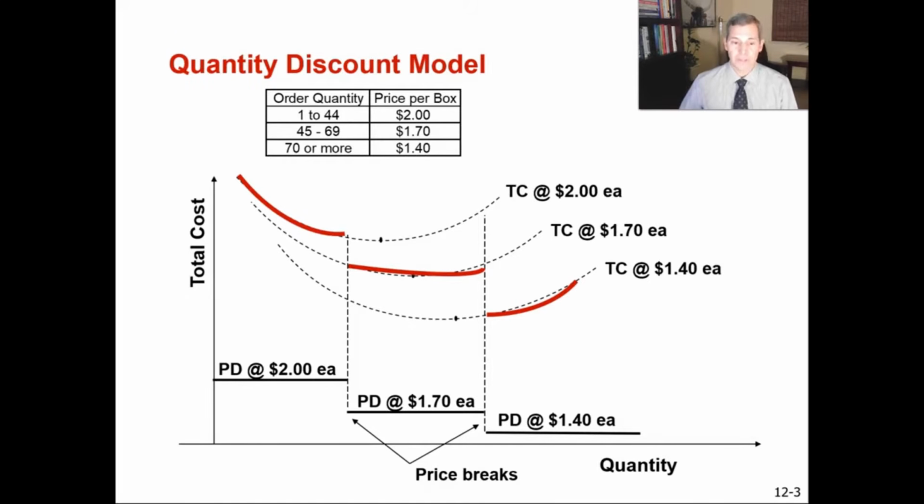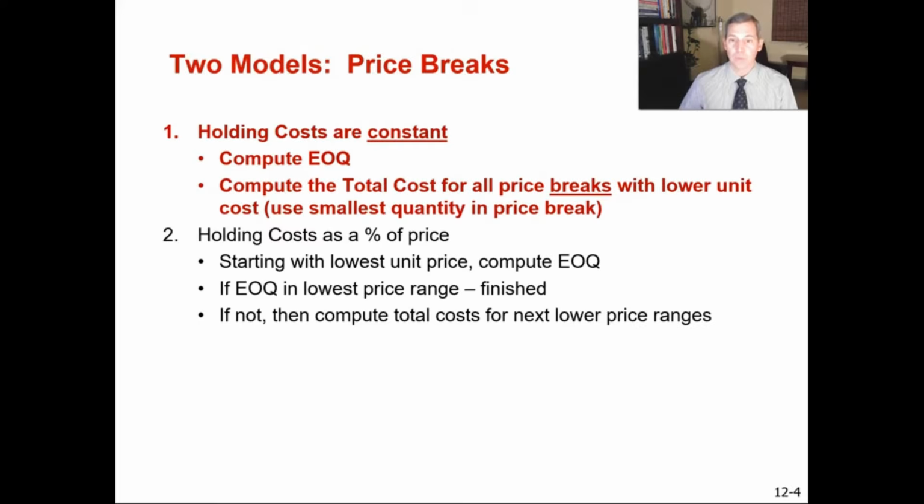So there's two ways and two models for price breaks. The first one is when holding costs are constant. So the first step is we're going to compute the economic order quantity, and then we're going to compute the total cost for all price breaks with lower unit cost.